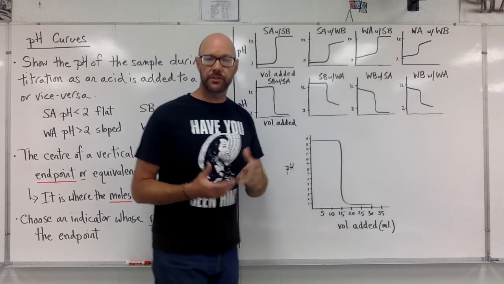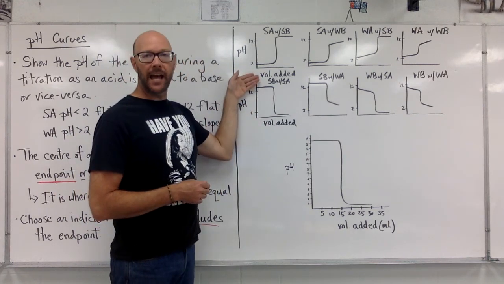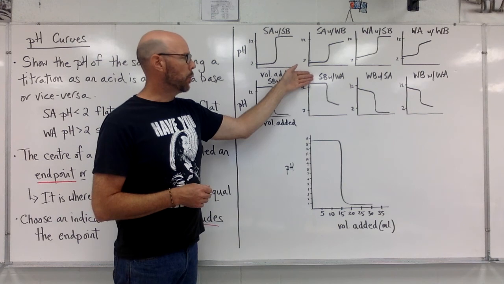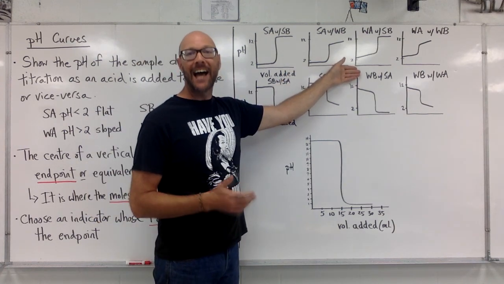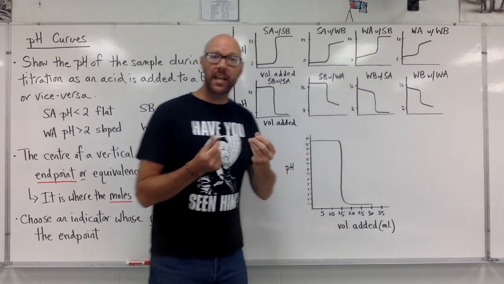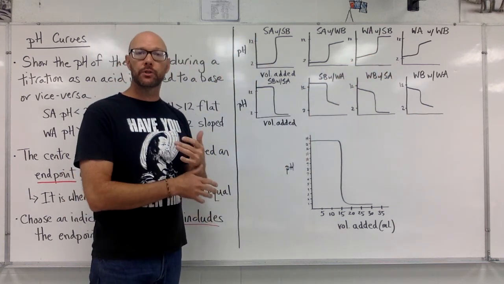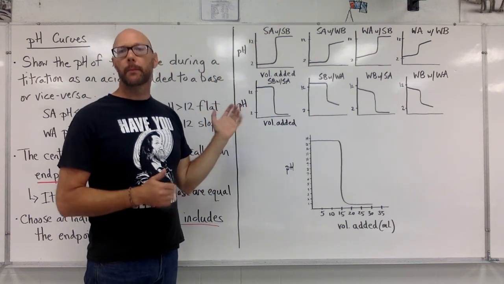We have all the opposite situations going here in our second group of 4. A strong acid added to a strong base, a weak acid added to a strong base, a strong acid added to a weak base, and a weak acid added to a weak base. We have these same features, only now going in the opposite direction. These first 4 all went up. These second 4 all coming down.